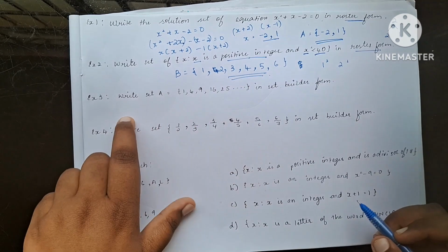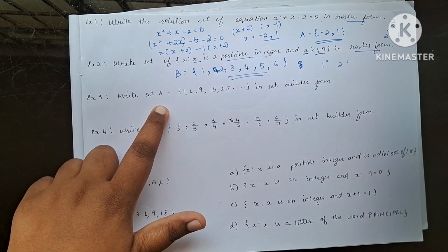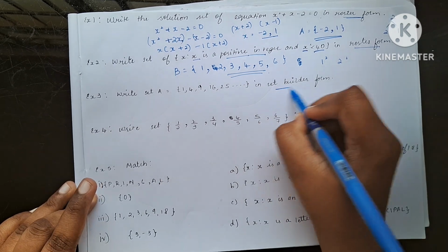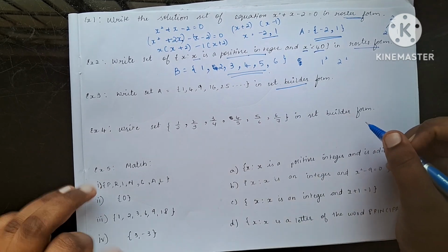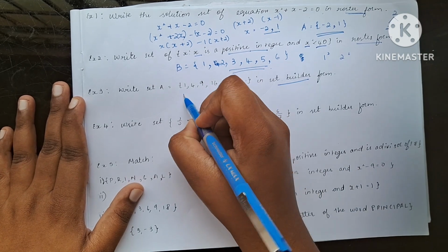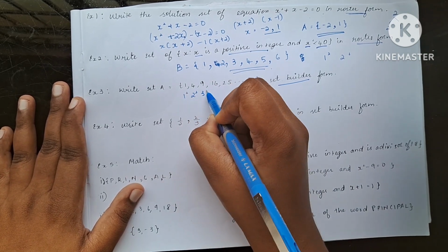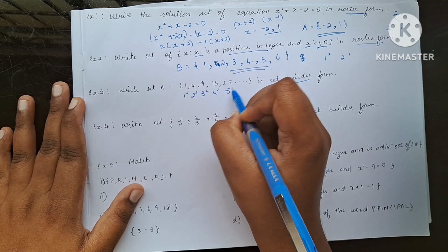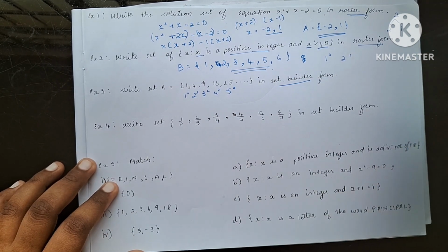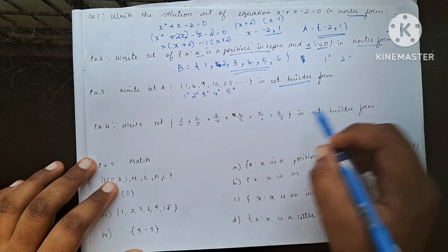Right? Next, write the set A is equal to 1, 4, 9, 16, 25 in set builder form. In set builder form, you have to write a statement. So what is the relation or connection between these? All these are squares of numbers. There are two ways to write this. Either you could write it in an equation form or a statement form.